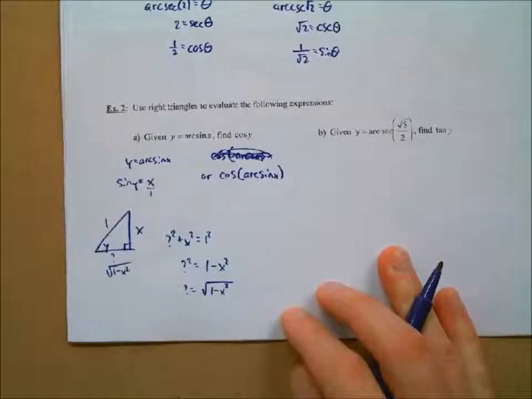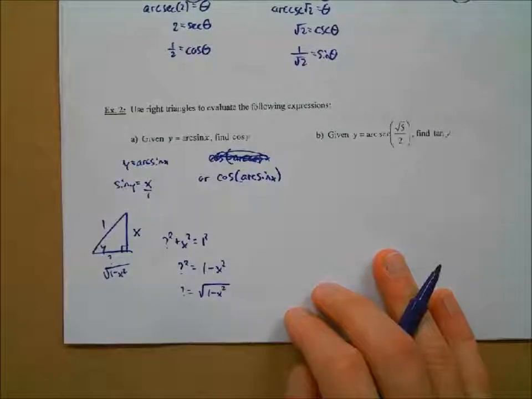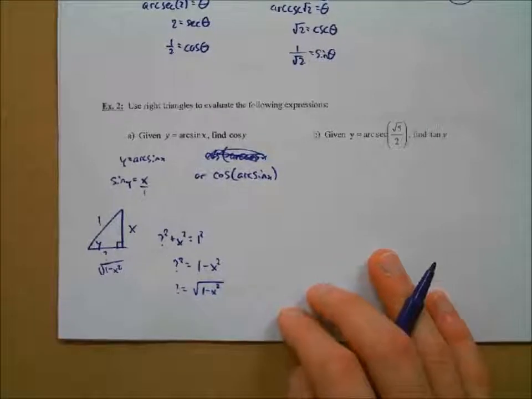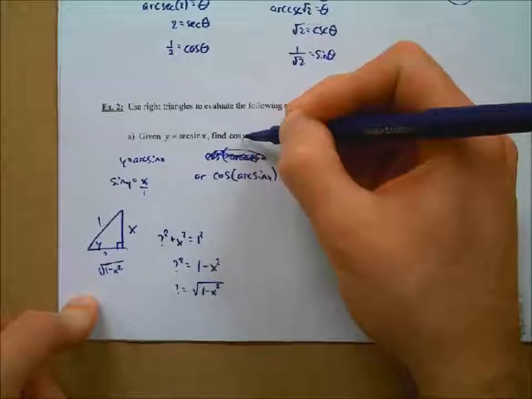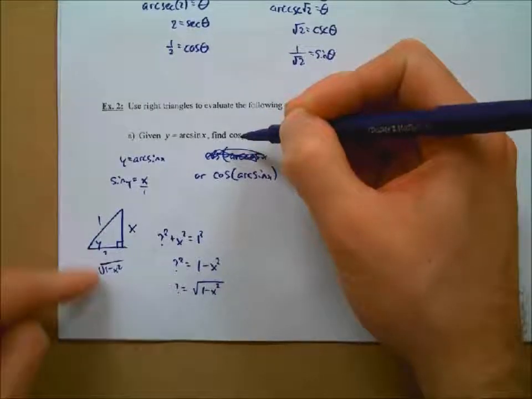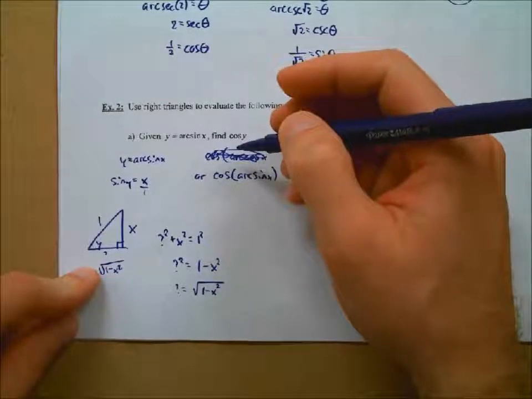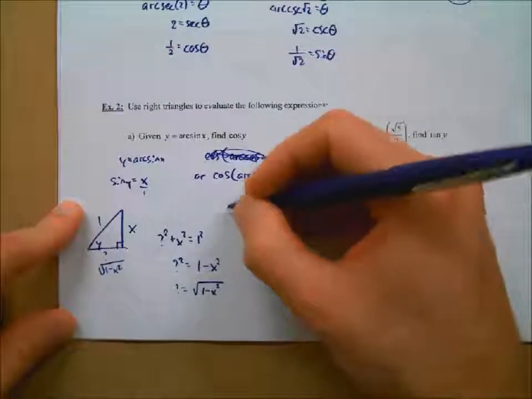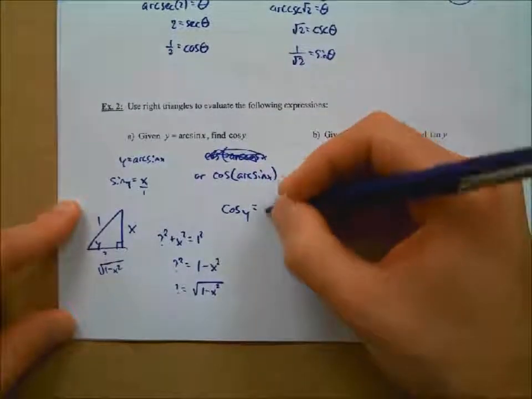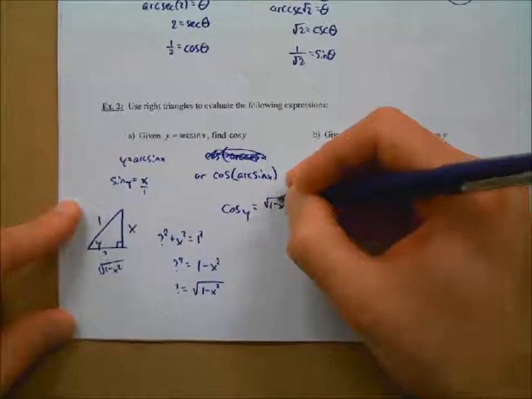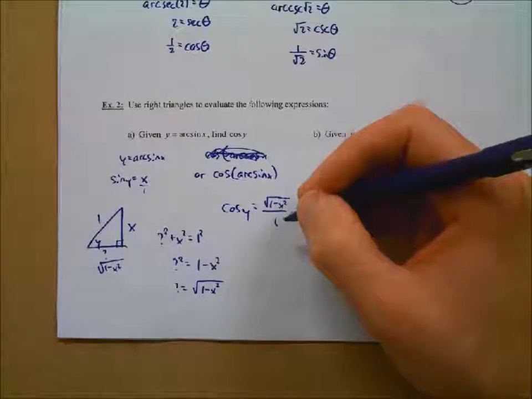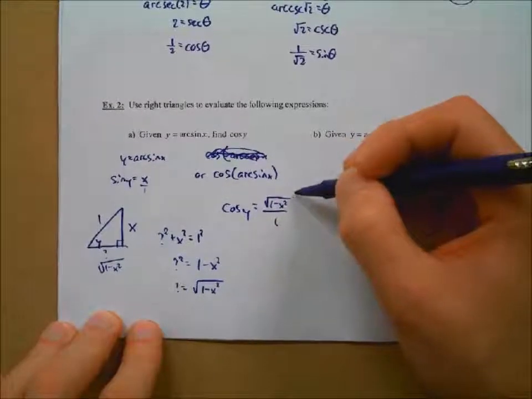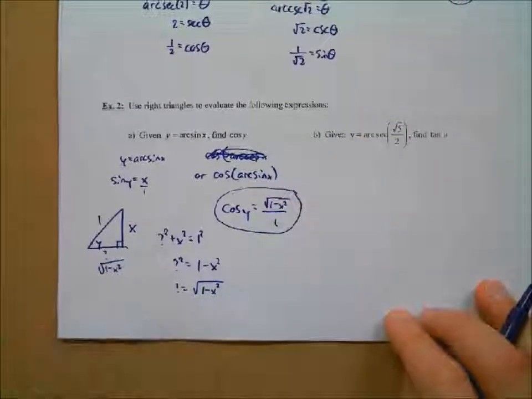Right, ringing a bell, hopefully. Okay. So then, using this information, we set up this right triangle, and then we want to find cosine of y. So cosine of y is adjacent over hypotenuse, root 1 minus x squared over 1. So cosine of y equals root 1 minus x squared all over 1, or just root 1 minus x squared if you want to. Okay?